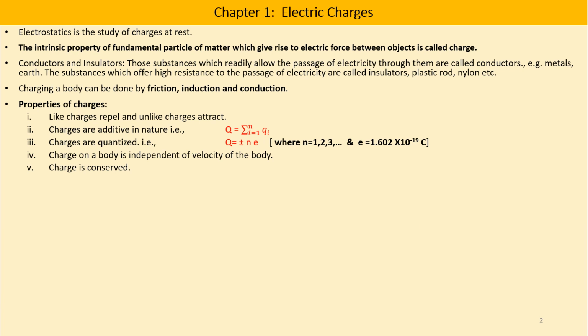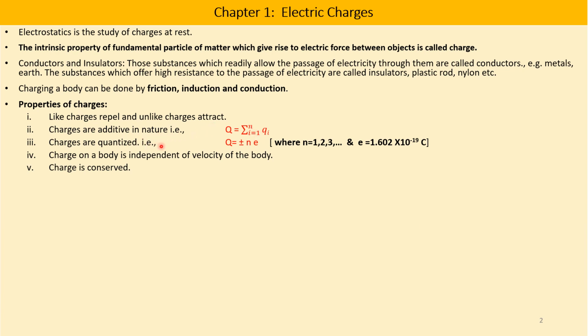Properties of charges. Property number one: like charges repel and unlike charges attract. Charges are additive in nature. That means it can be mathematically represented as total charge Q is equal to the summation from 1 to n of Qi, where i varies between 1 to n.